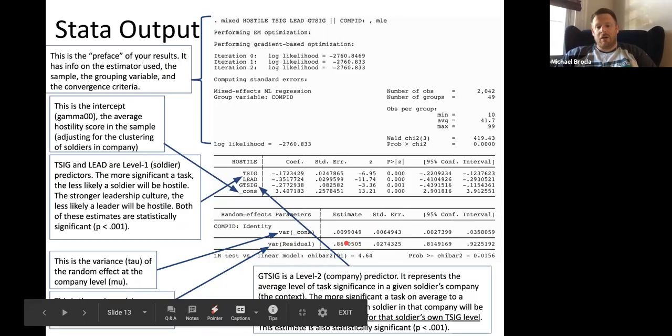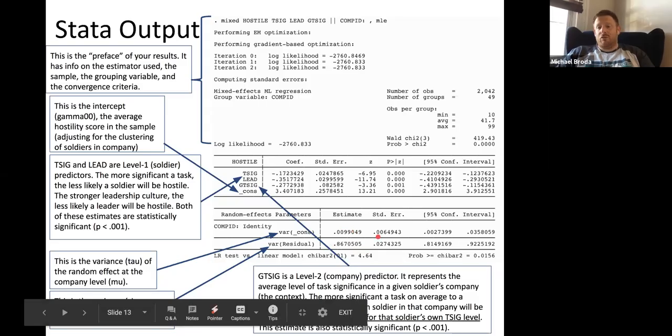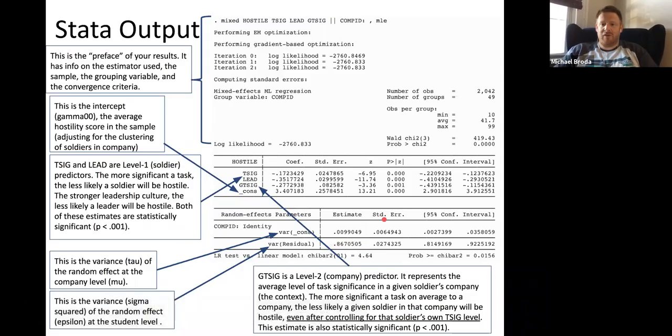So as you can see, a lot of the variability that remains is at the individual level. So 0.86 is here, and the company level is pretty small at only 0.01. So the predictors we've included so far have done a nice job of reducing the company level variability, but we still have quite a bit to go at the individual level. All right, Stata folks, so that's a little bit of what that looks like.